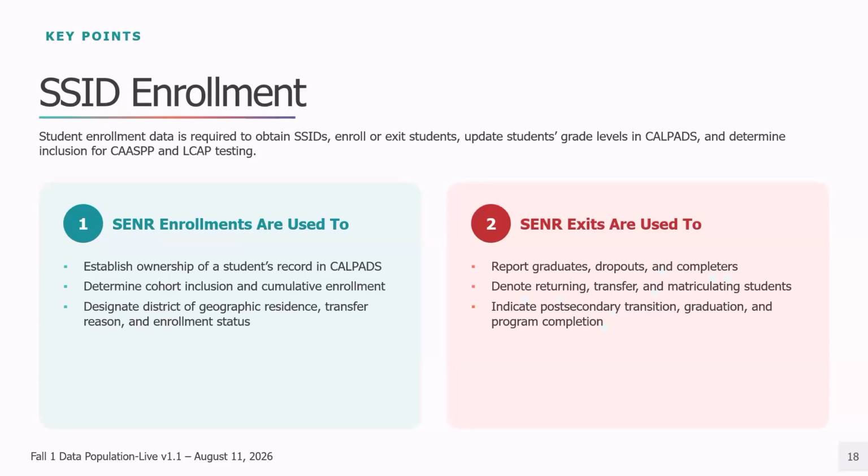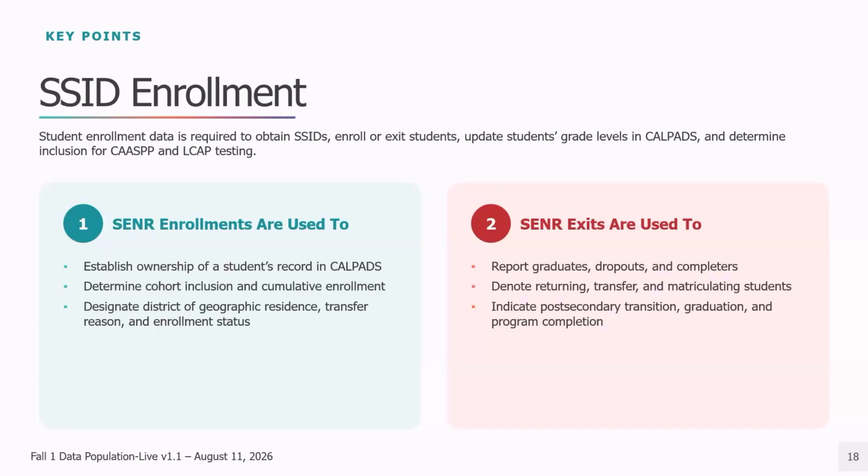So now I'm going to talk about some exit reasons and the impact of these exit reasons. Exit codes in the SENR file are especially important as they help determine graduation status, dropouts, and completers, and are used to denote returning, transferring, and matriculating students. Examples of exit reason codes include T160, transfer to another California public school, T180, transfer to a private school in California, T200, transfer out of California to a public or private school, but still within the US.